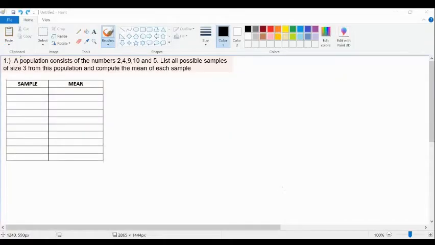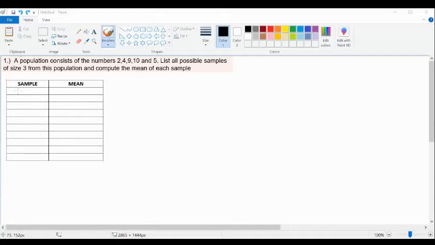Example number 1. A population consists of the numbers 2, 4, 9, 10, and 5. List all the possible samples of size 3 from this population and compute the mean of each sample. If you remember our first chapter, we discussed random variables and how to find the possible outcomes. For this question, we're going to do that as well.